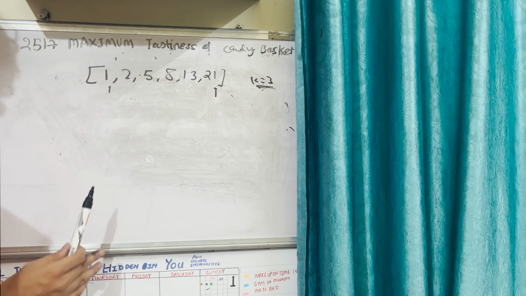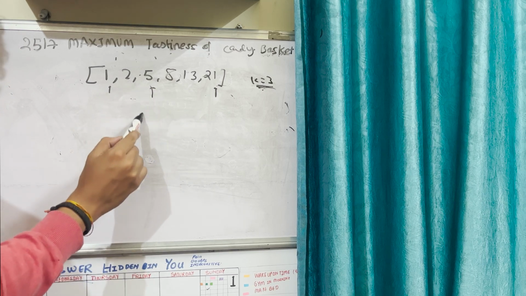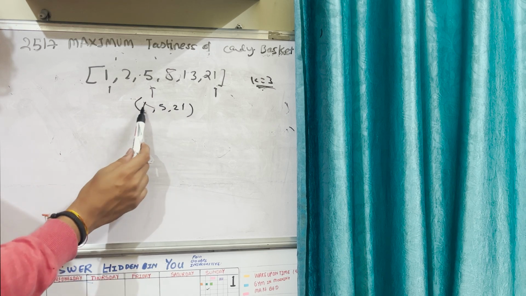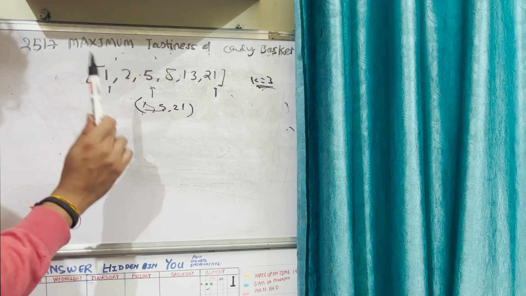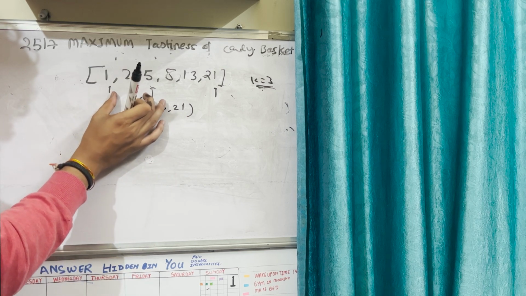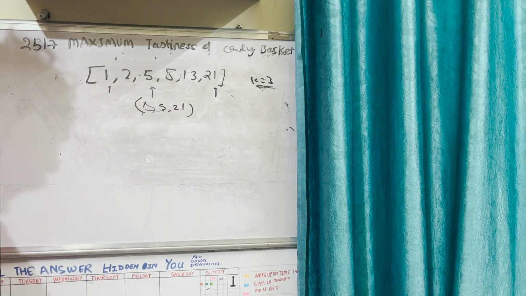I hope you're understanding. For example, if you take this term 1, 5, 21, you have to maximize the minimum value. So to do that, you have to maximize this gap between the values you have chosen.